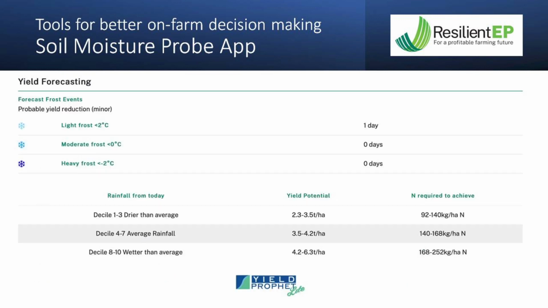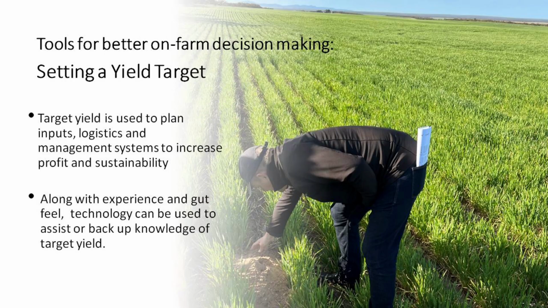Yield Profit Lite is a tool that can estimate yield potential at any point throughout the growing season. Setting a yield target is used to plan inputs, logistics, and management systems to increase profit and sustainability. Along with experience and gut feel, technology can be used to assist or back up knowledge of target yield.